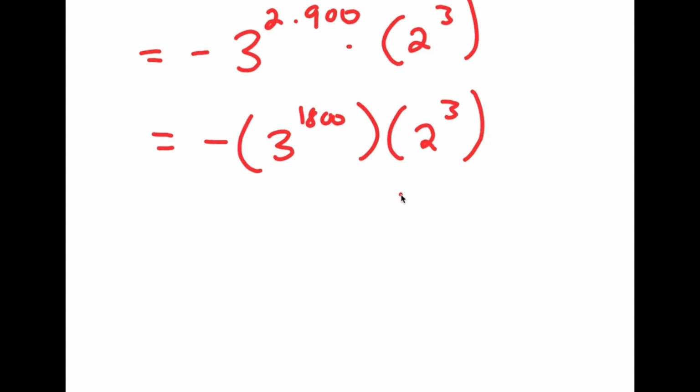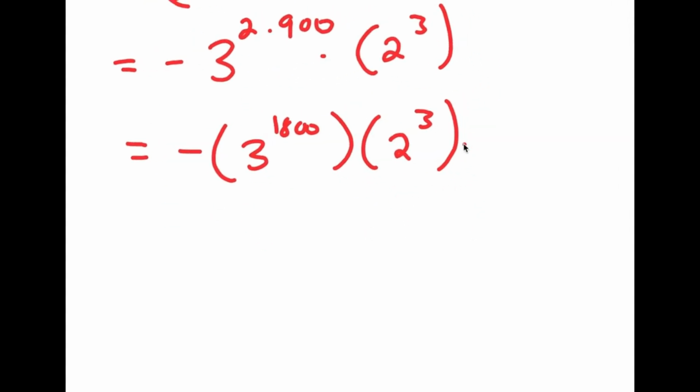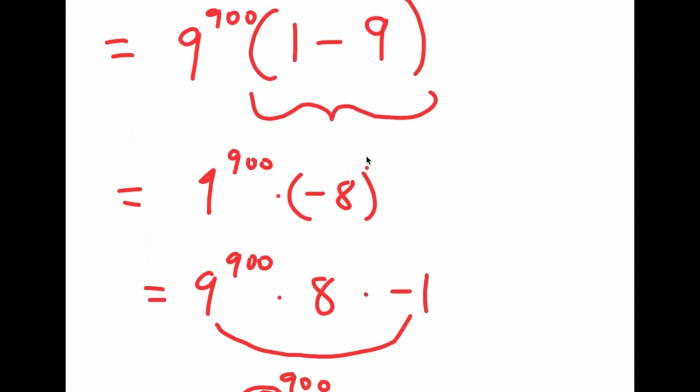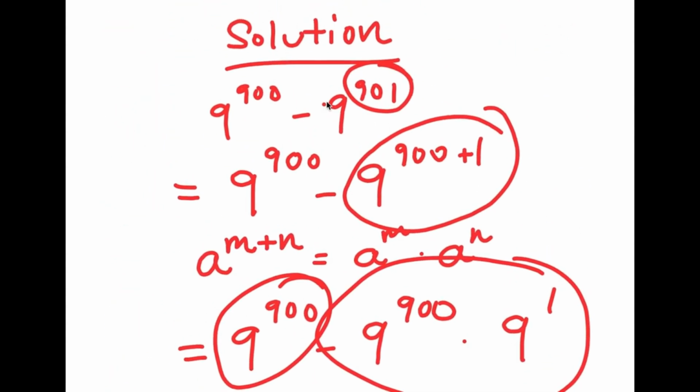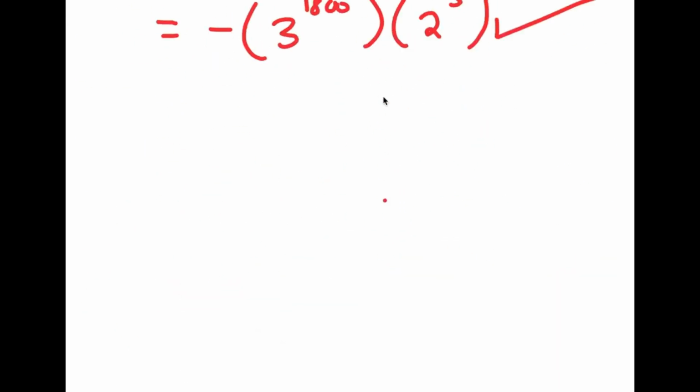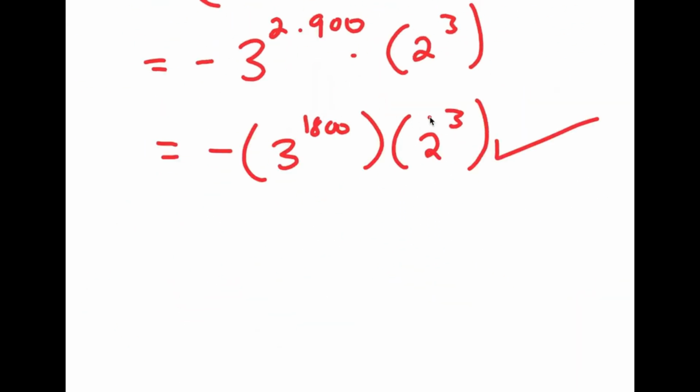So this is our answer in its most simplified form. If you want, you can try putting in 3 to the power of 1800, but that number is way too big for any calculator to actually be able to output. So this is the simplest form that we can put our answer in. So that is our answer to 9 to the power of 900 minus 9 to the power of 901 and see how big of a difference it is.